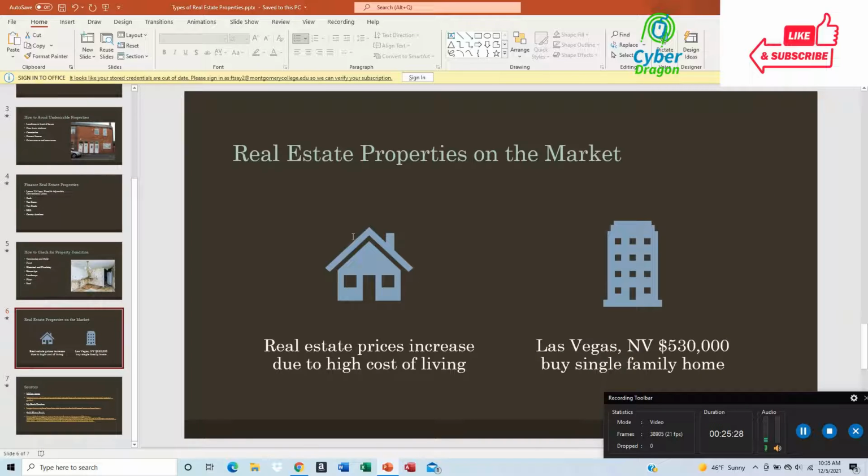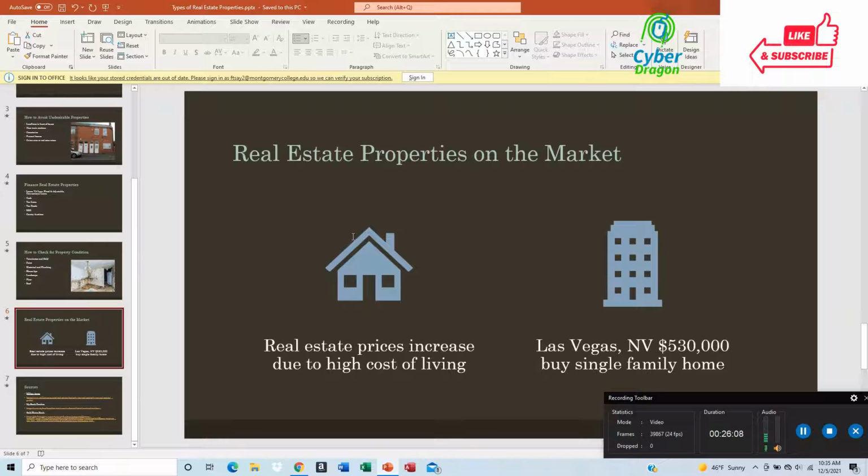Okay, the real estate properties on the market. Why are they so expensive right now? Because of higher cost of living, food prices, and people moving from one state to another, like from California to Las Vegas, Nevada, or South Carolina, lower income areas. Let's say you buy a house in Los Angeles, California, a $1 million house. You can buy like 4 properties elsewhere: 1 you live in, 3 rentals to make profit.